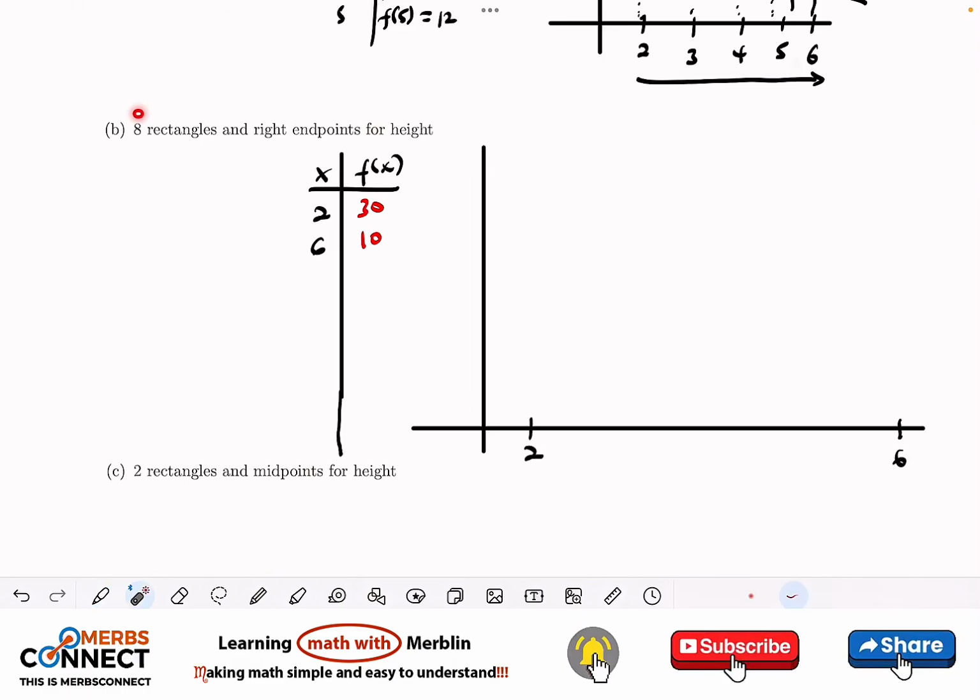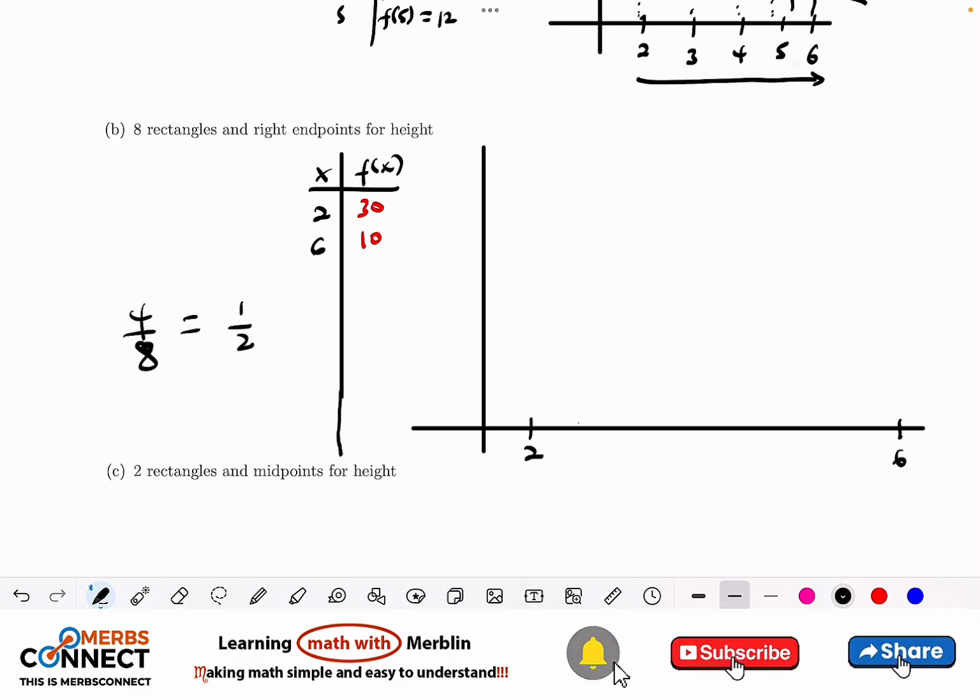Now since I want to divide it into 8, 6 minus 2 is going to give us 4, and 4 divided by 8 is going to give us 1 over 2. So it means that we need to go by 1 over 2. Like we need to add, the change will be 1 over 2.